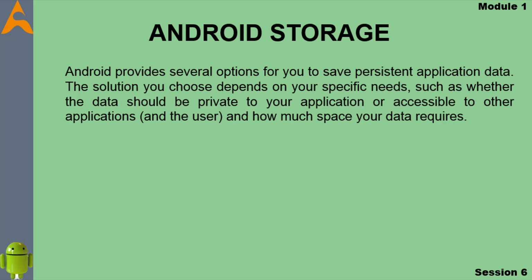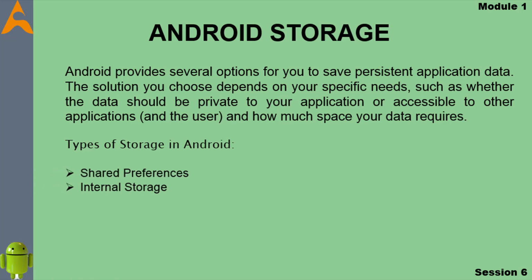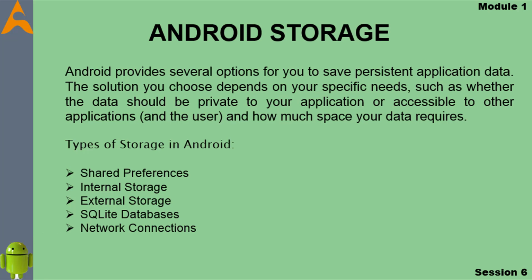Android provides several options for you to save persistent application data. The solution you choose depends on your specific needs, such as whether the data should be private to your application or accessible to other applications and the user, and how much space your data requires. On the basis of your requirements, the types that Android provides are: shared preferences, internal storage, external storage, SQLite databases, and network connections. We will discuss some of these types.